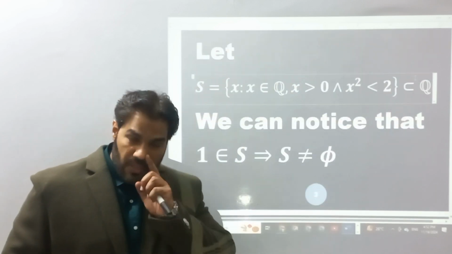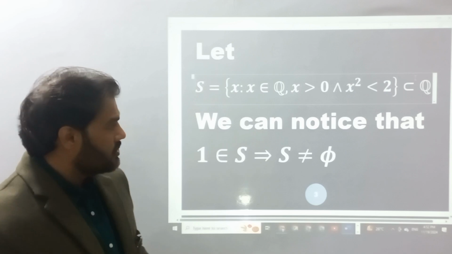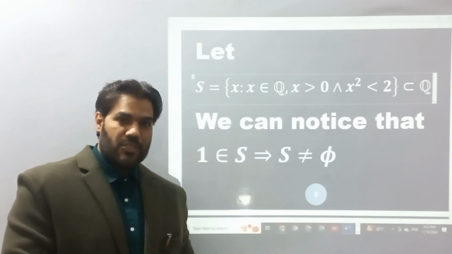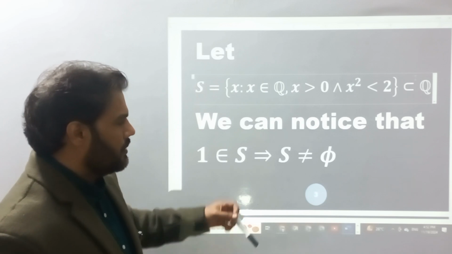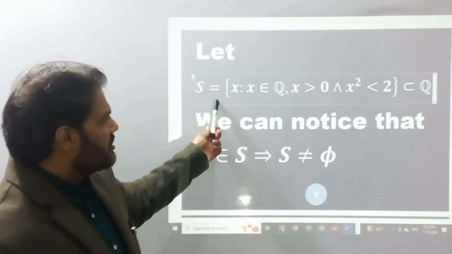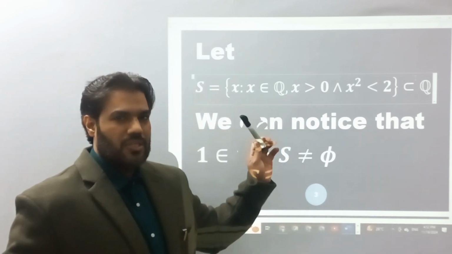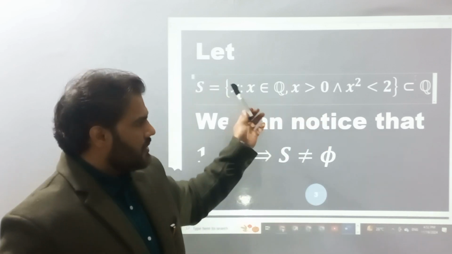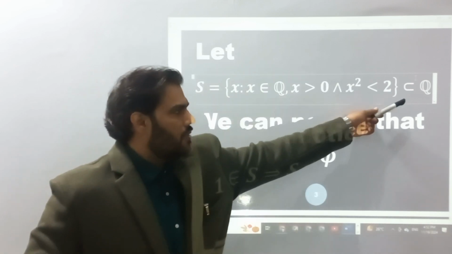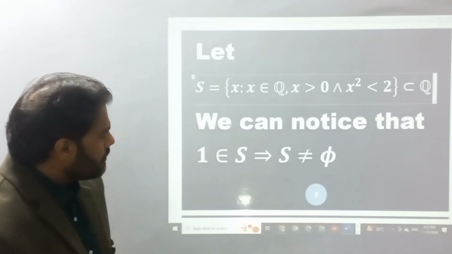So for this, I am going to assume a subset of the rationals that consists of all those positive rationals whose square is less than 2. This is my subset S, which is a subset of the set of rational numbers Q.